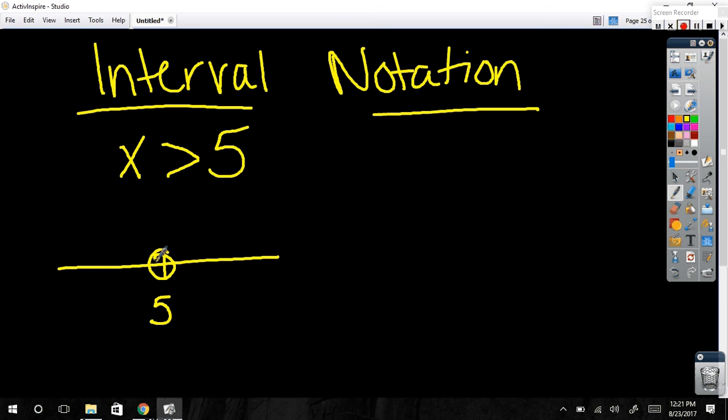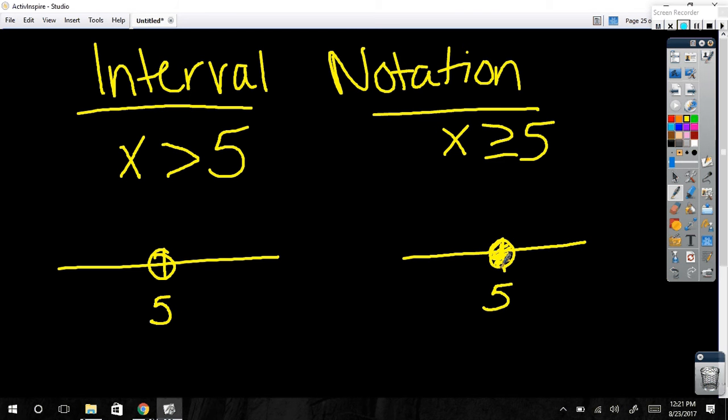Okay. So the difference, and I'm going to show you here the or equal to so we can compare the two. We said if it's or equal to, that means it includes that number and we shade that bubble in, right? And then we draw an arrow indicating which way it goes. I'm greater than, so the numbers get bigger to the right, so I'm headed off in this direction. That's easy.